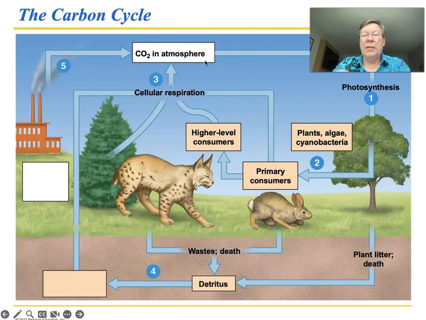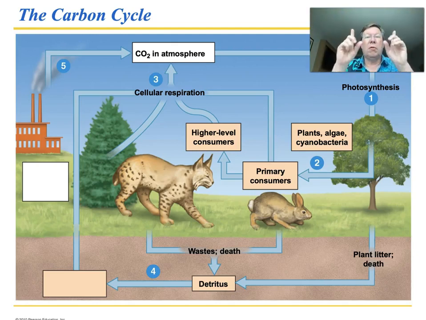But then we can expand the cycle by including detritus. And of course, this means that the plants die, the animals die, the animals produce waste. And so a lot of the carbon becomes detritus again. So some of the carbon is pumped back into the atmosphere through our cellular respiration. You breathe out, out goes the carbon dioxide. Or any of the waste that we produce.